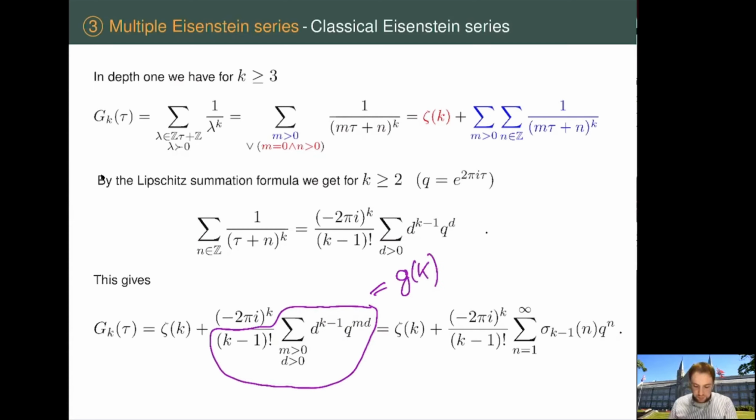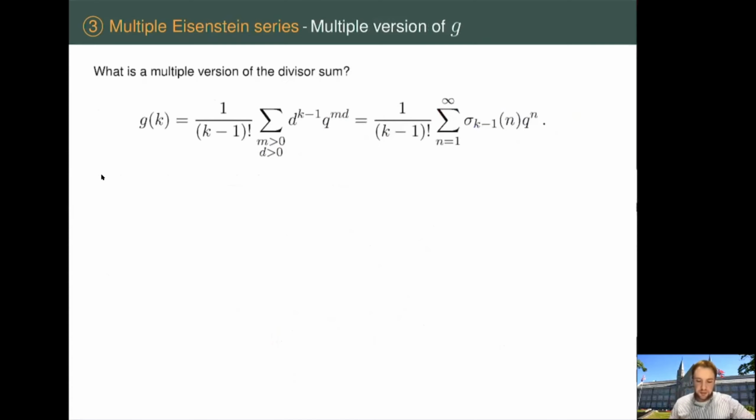And I want to somehow motivate a multiple version of this object here. The statement later will be that the Fourier expansion of multiple Eisenstein series are a mix of multiple zeta values and the multiple version of this sum here. So what is the multiple version of this generating series of this divisor sum?